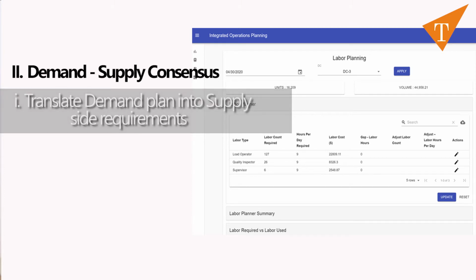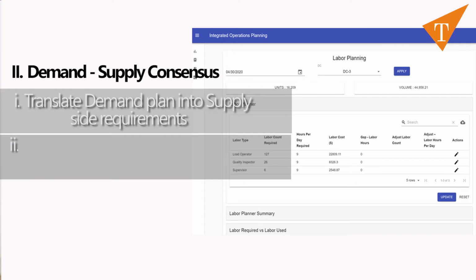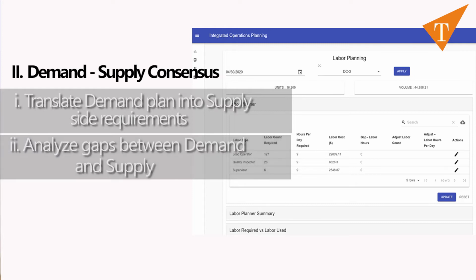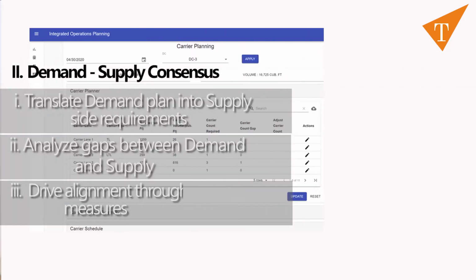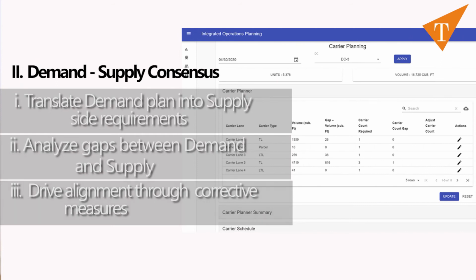And requirements can come from all kinds of resources. It could be people and operating personnel. It could be material and inventory. It could be warehouse and other operating infrastructure, or it could be transportation assets such as trucks. The idea is then to look at what kind of supply is required to meet the demand, analyze the gaps, and then arrive at an alignment.